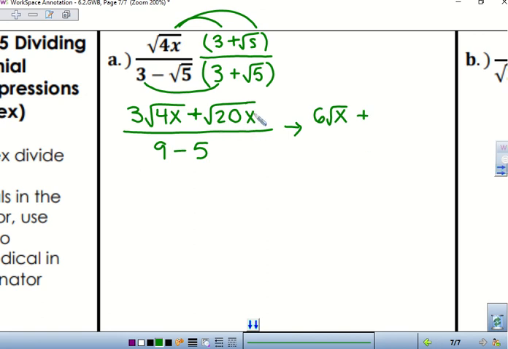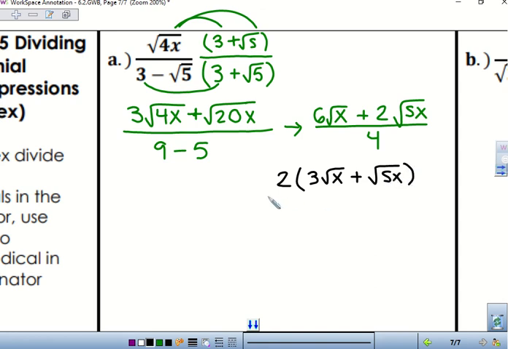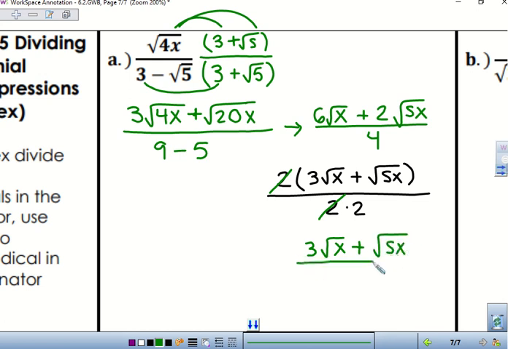So what can I break up 20 into? What's the 4 square rooted? So it's 2 radical 5x all over 4. Is there one last thing I can do to simplify this? Yeah, I can take a GCF out at the top. And then isn't the denominator 2 times 2? So don't these cancel out? And my final answer is 3 root x plus radical 5x, all over 2.